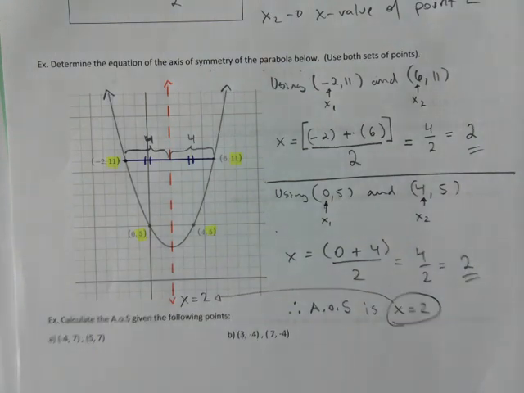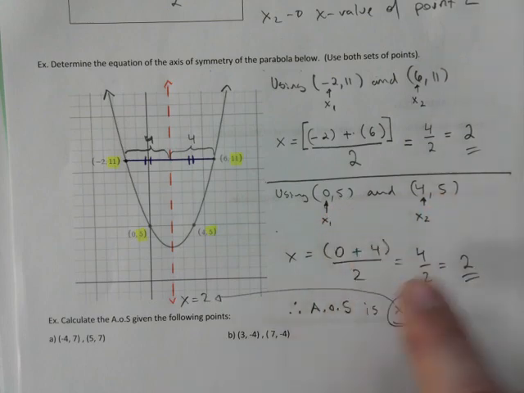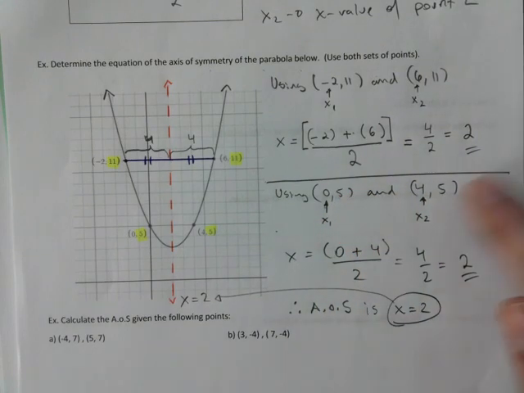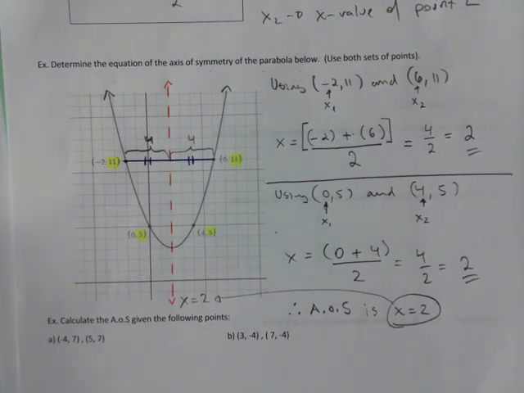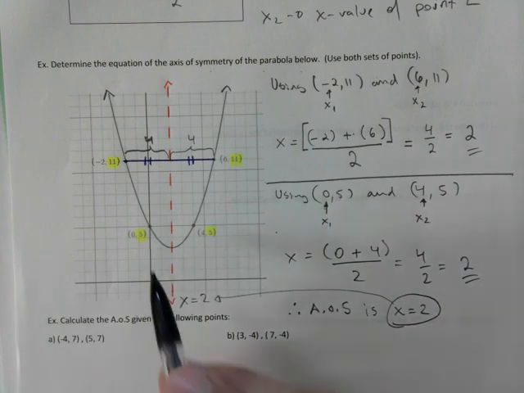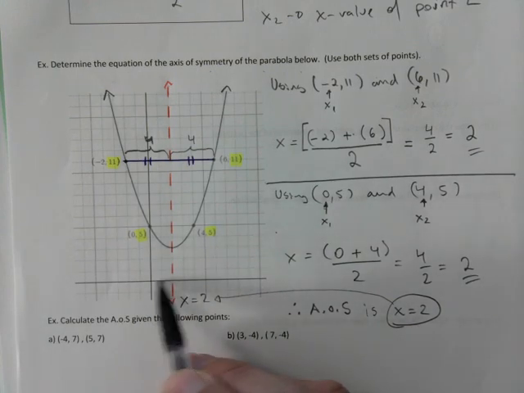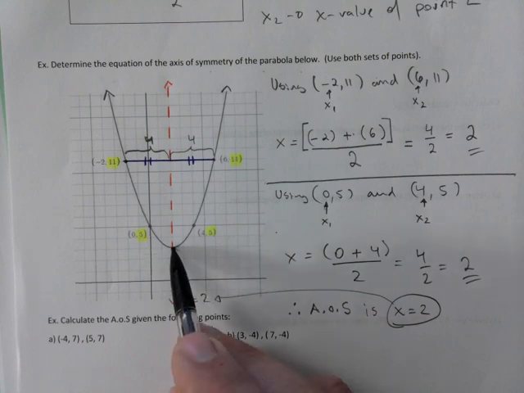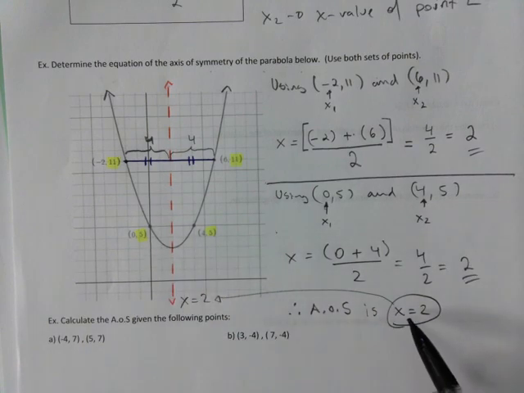So when you don't have a graph and are just given points, if you notice that they are at the same height, it's just as easy as that. Add up your x values and divide by 2. You've got your axis of symmetry right there. So you know the coordinates of the vertex would be (2, 3), but you just found the x value of that vertex.